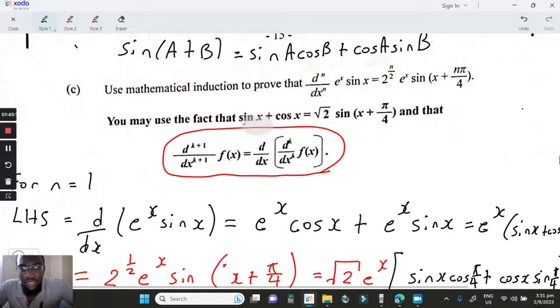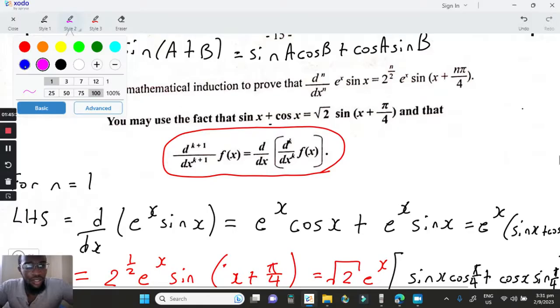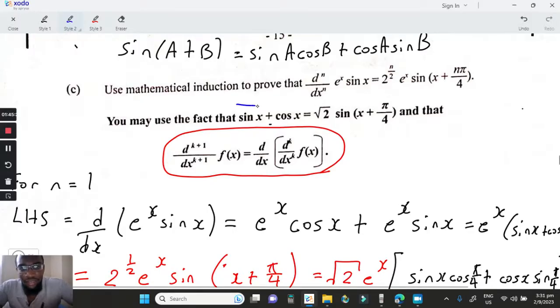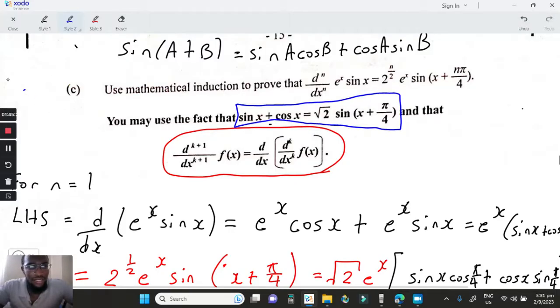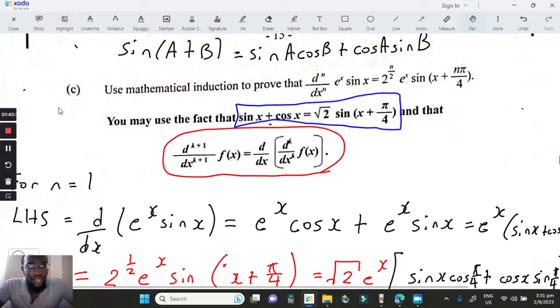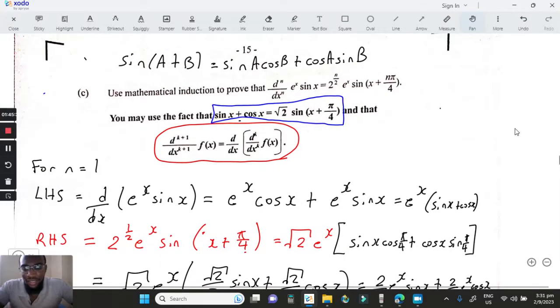Alright, so using this hint. Let me change it to a different color, the hint I want to highlight. They were gonna utilize that fact. So the hint they gave us was this: sin x plus cos x is this. Bear this in mind. So I'm just gonna write this hint down on the next page.